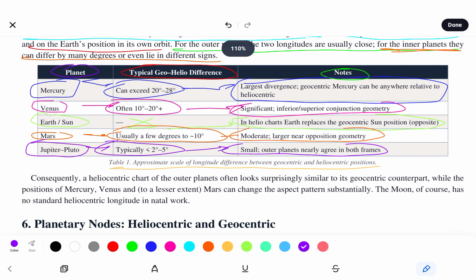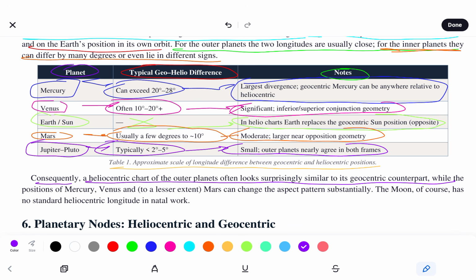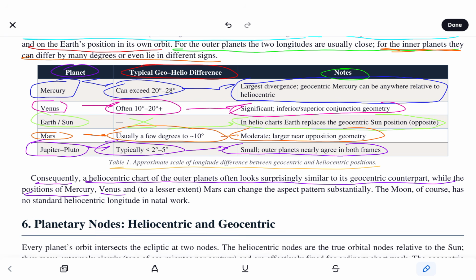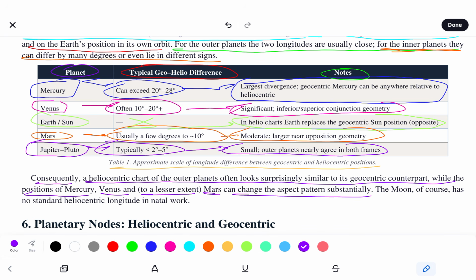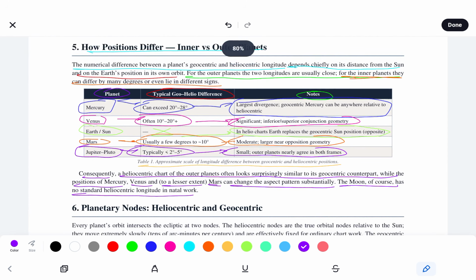Now, consequently, in a heliocentric chart the outer planets often look surprisingly similar to their geocentric counterparts, while the positions of Mercury, Venus, and to a lesser extent Mars can change the aspect pattern substantially. The Moon, of course, has no standard helio longitude in natal work.